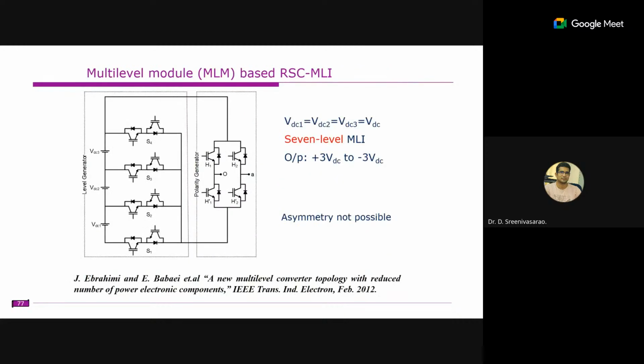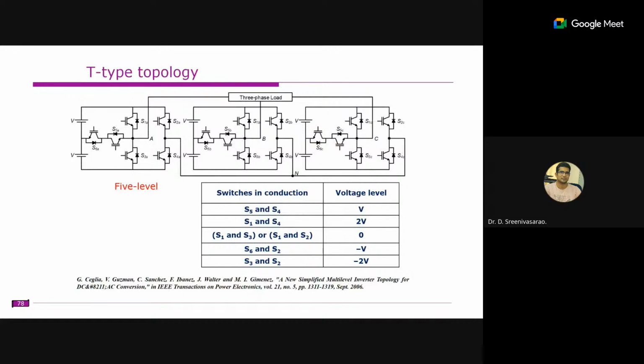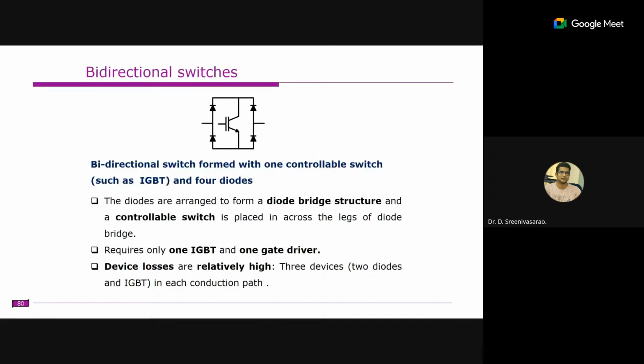This is another topology here. This is what we discussed. It is the T-type topology. Each one is producing 5 levels here. So this is another alternative, a good alternative for the cascade bridge. You can have one battery here and another battery here. Likewise, you can work on it. Also, you can have one PV, another PV like this.